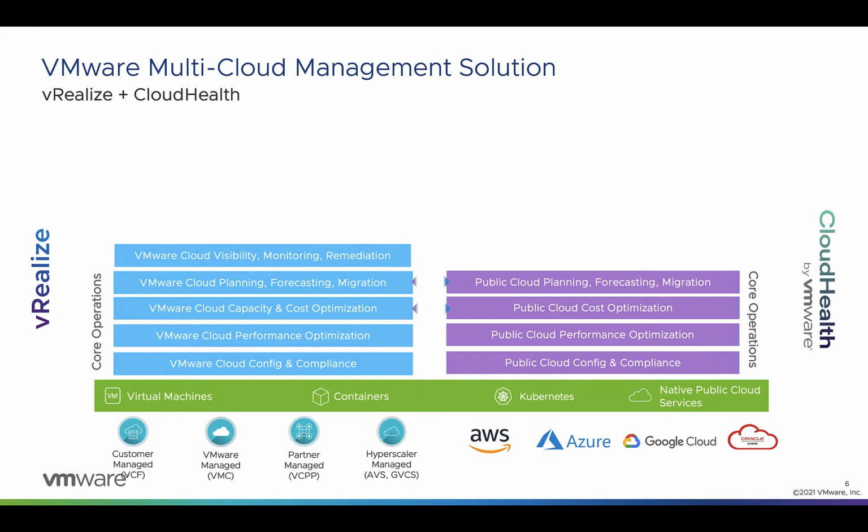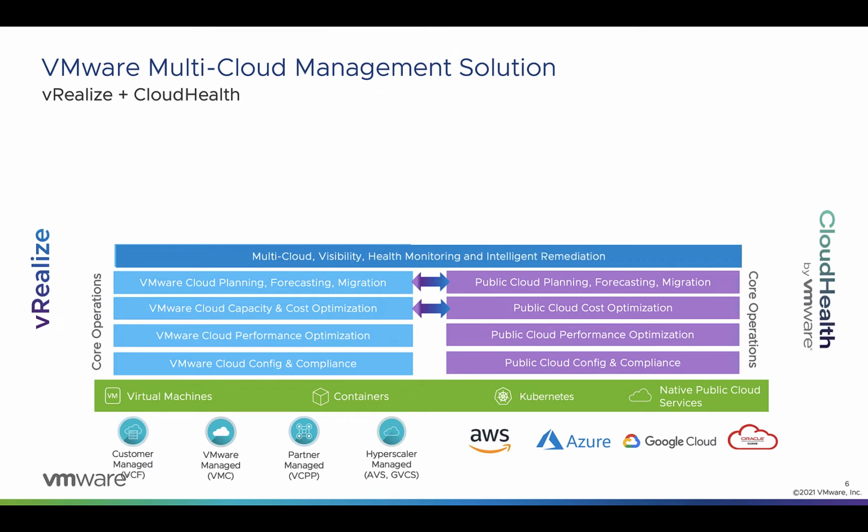And then we want to be able to get some of those costs going back and forth, so we can really get that single source of truth. We can get our cost optimization, whether that be on VMware clouds or public clouds, as well as helping with our planning and forecasting and migration. And we can really then get to that multi-cloud visibility, our health monitoring, and intelligent remediation.